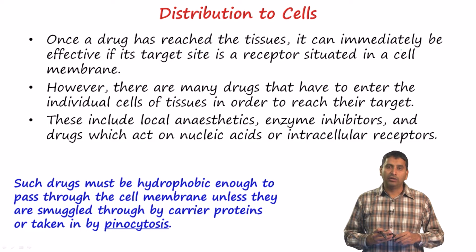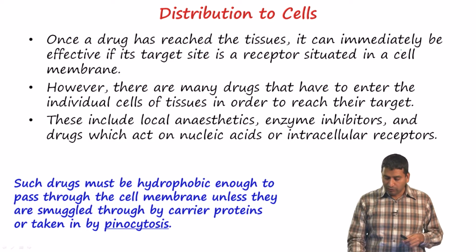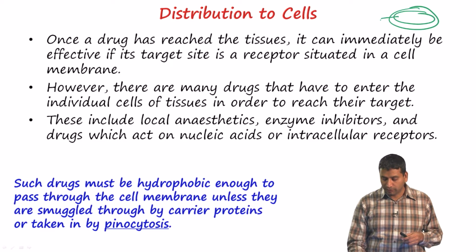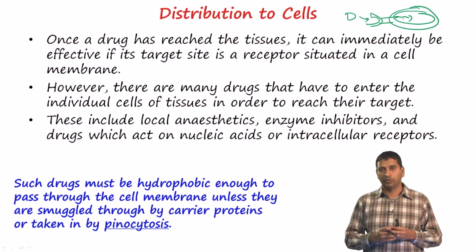Next, let us look at how distribution to cells occurs. Once a drug has reached the tissue, it can be immediately effective if the target site is a receptor situated on the cell membrane. We already know that if the target for a drug is a receptor, it acts on this and immediately a signal is passed on, and that can lead to, for example, neurotransmission, and that will be the desired outcome.